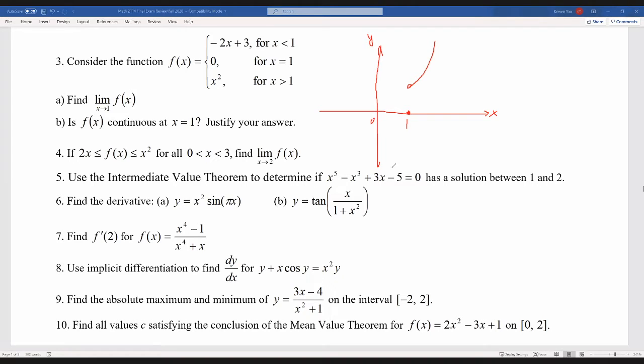Everybody please sketch the first piece. Negative 2x plus 3. Please sketch this piece. All you have to do is to find 2 points, right? X equal to 0, the value is 3. So suppose this is 3. Right, x equal to 0, the y value is 3. How about what happens for x equal to 1? Is 1, right?